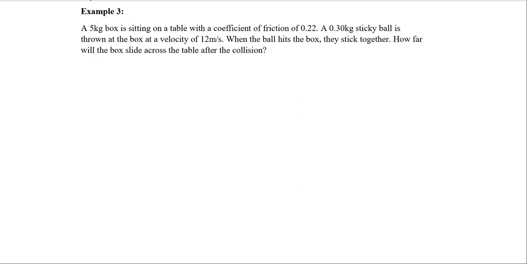A 0.30 kilogram sticky ball is thrown at a box with a velocity of 12 meters per second. When the ball hits the box, they stick together, and how far will the box slide on the table after the collision?